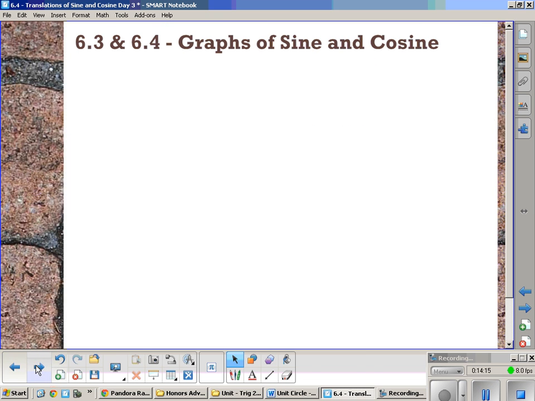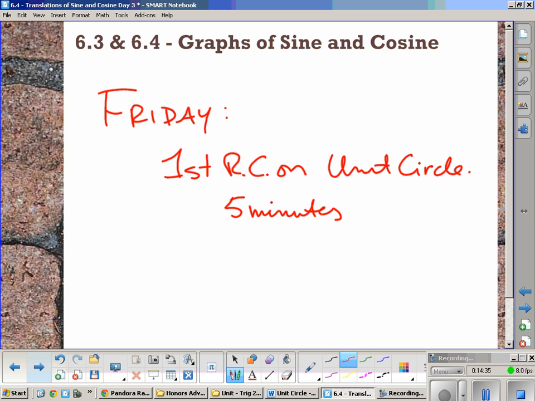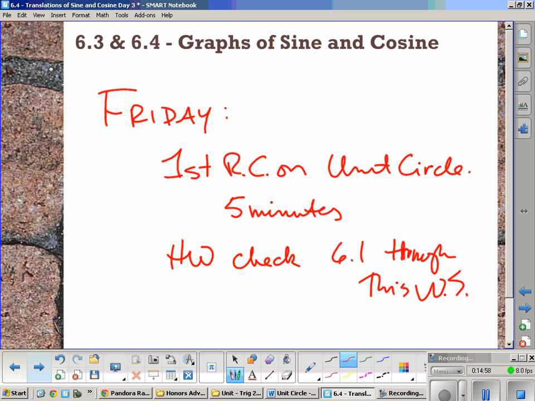Couple of reminders for tomorrow. Friday. First reality check on your unit circle. 5 minutes. If that's not enough time for you, talk to somebody in honors pre-calc or some of your friends who were in honors advanced algebra last year, and they will make fun of you because they got 2. We're also going to do a homework check. So that's going to be basically 6.1 through this worksheet. I'll try to have everything up on the schedule tonight for you to check and verify.